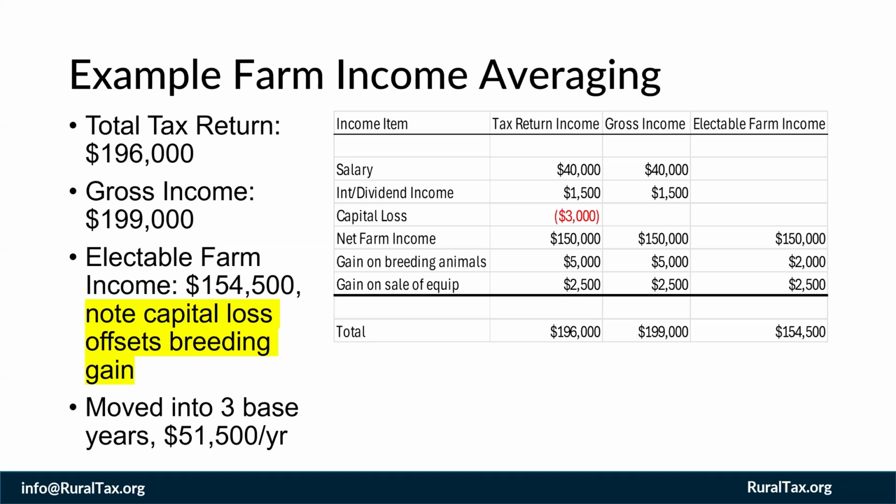Obviously, we might say, hey, we don't want to do all of that because we want to be able to use some of the 10 and the 12% brackets available in the current year. So we might look at a lower electable income. Just in this example, I'm illustrating the maximum amount that would be able to be averaged back into the previous 3 years. And again, I think the takeaway is, in my example, if we have a capital loss, 1, we don't include it in gross income, and 2, it does offset the gain on the breeding animals, as you can see in the calculations, as well as the notation in the highlighted form.